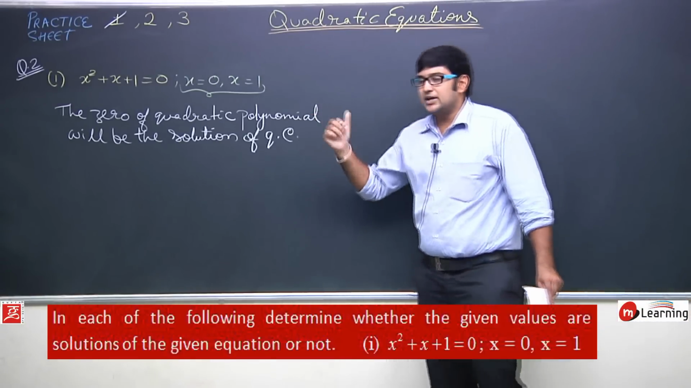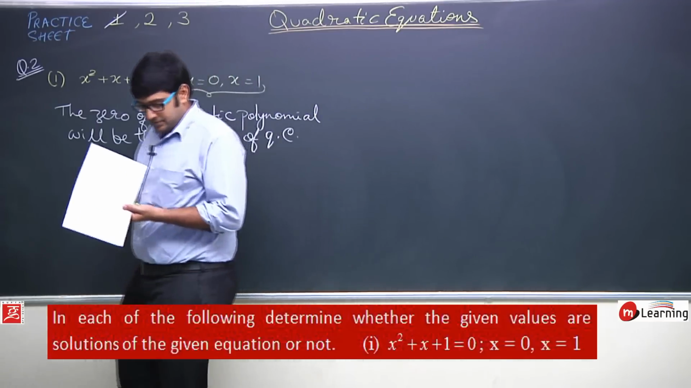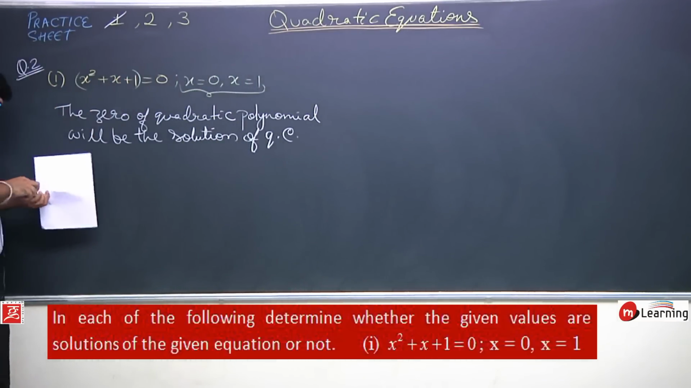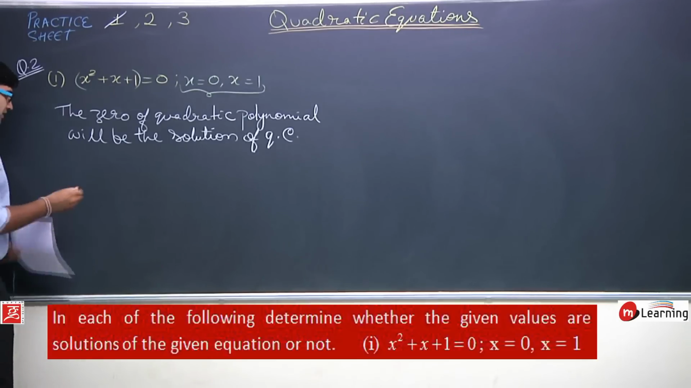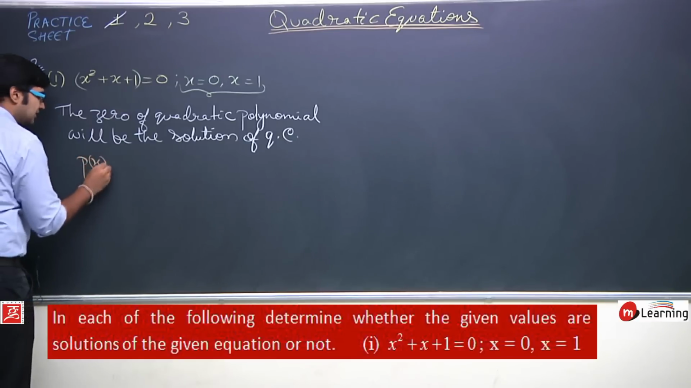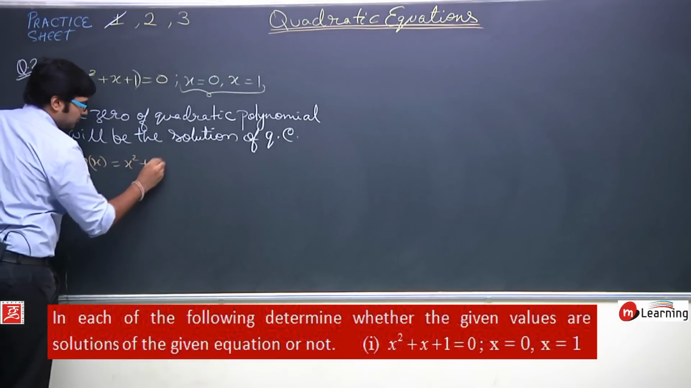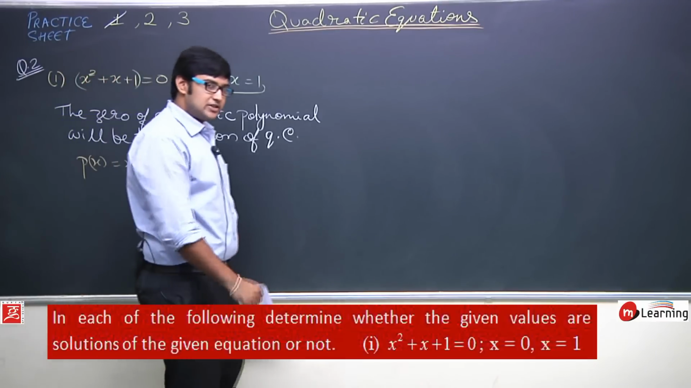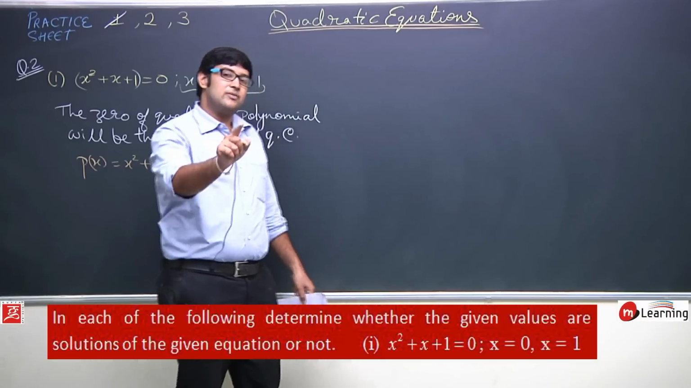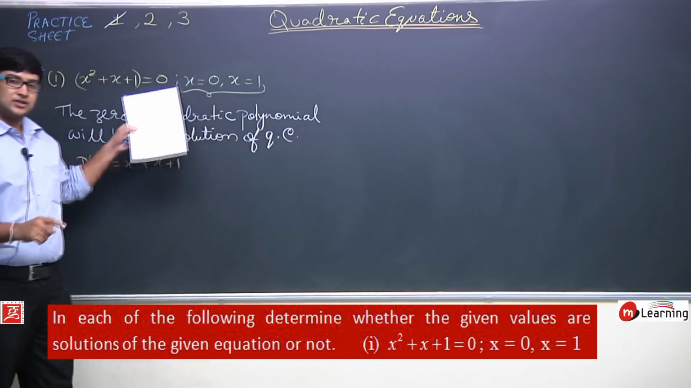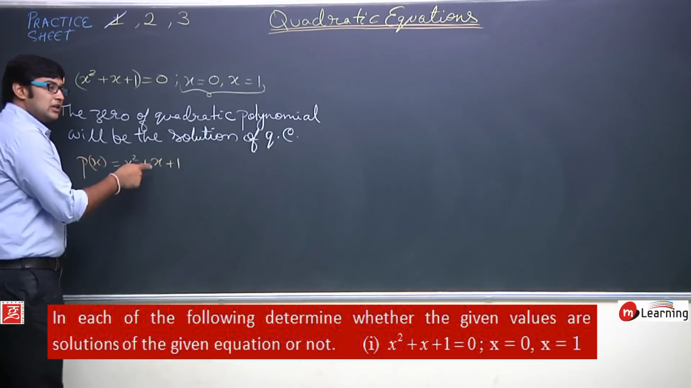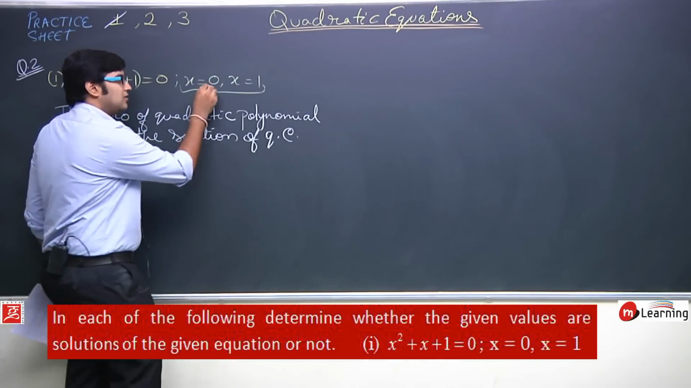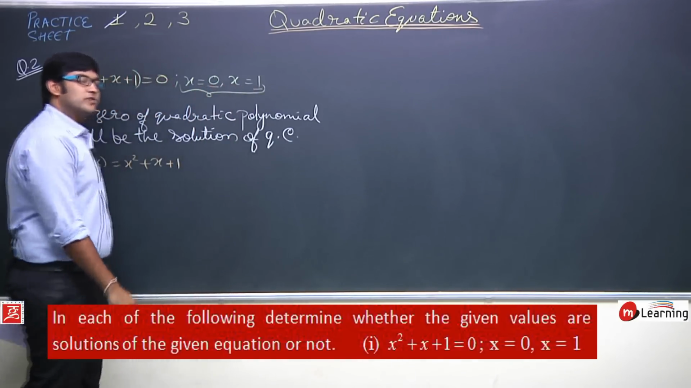What is the quadratic polynomial from which this equation is formed? The quadratic polynomial is this one, x square plus x plus 1. So it means the polynomial p(x) is x square plus x plus 1. This is the quadratic polynomial from which the equation is formed. And what will be the solutions of this quadratic equation? The zero of this polynomial will be known as the solutions of this quadratic equation. We have two values, x is equals to 0 and x is equals to 1.